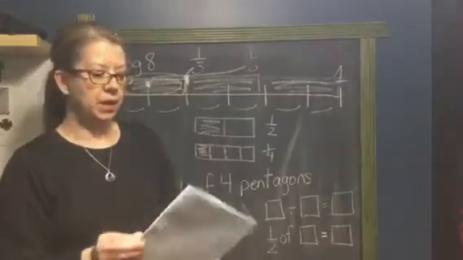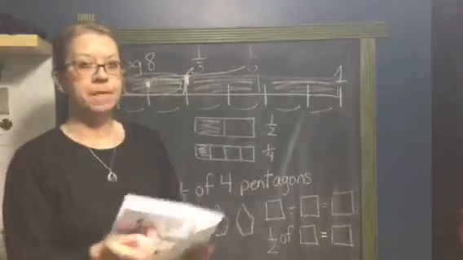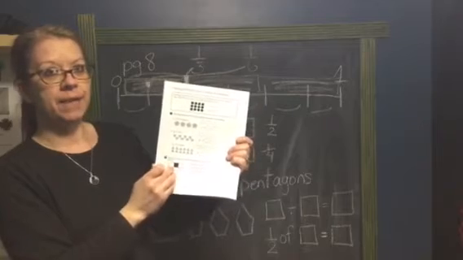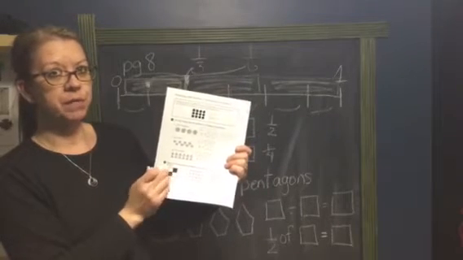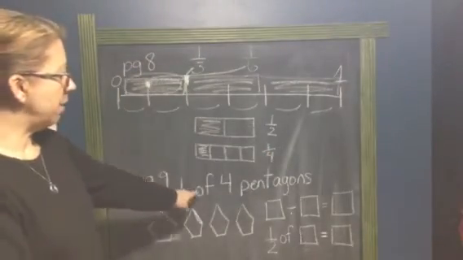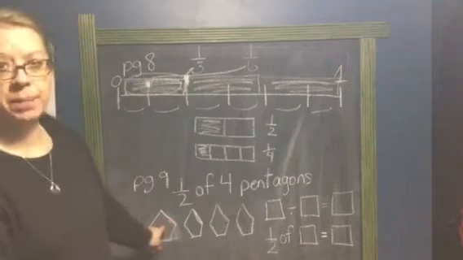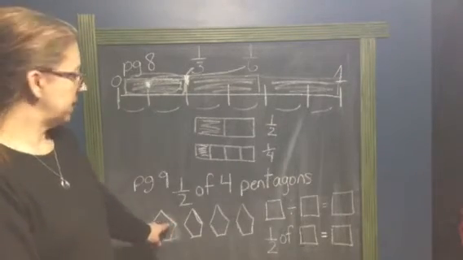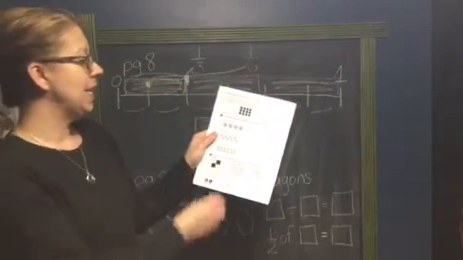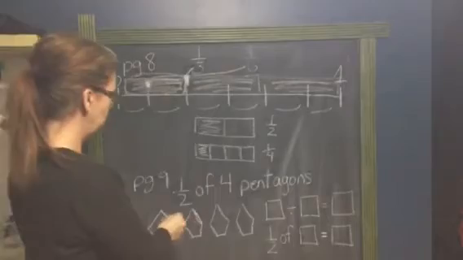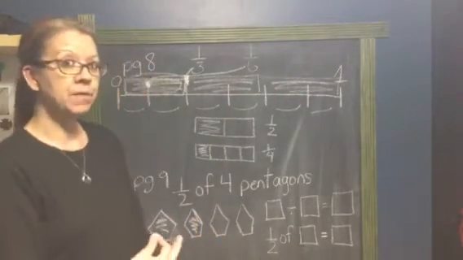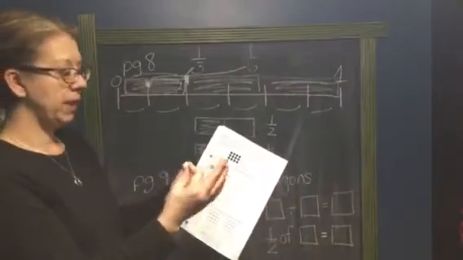It might help you. All right, now the next page, page 9, the first question, the example up here really will help you. So make sure you're looking at the examples on all the pages first before you try it. The first one says half of 4 pentagons. A pentagon is a shape that has 5 sides to it. This doesn't quite look like the pentagon in your page, but that's my best drawing of it. So half of 4 pentagons would be 2 of them, right?